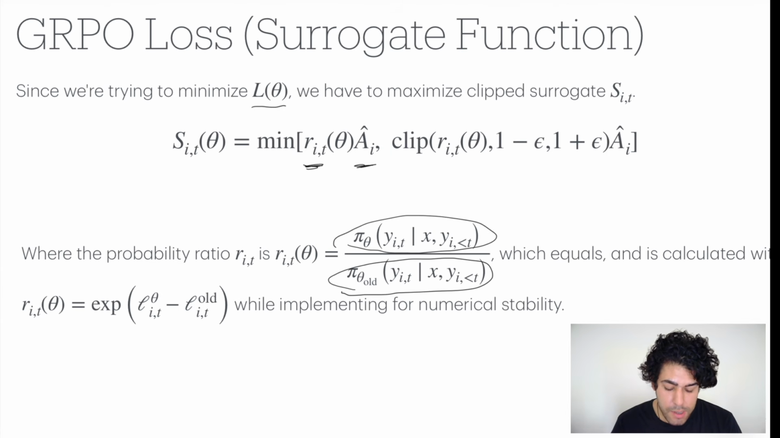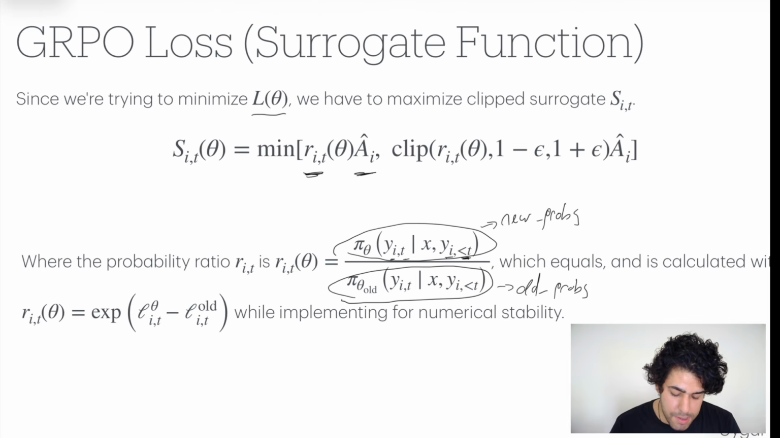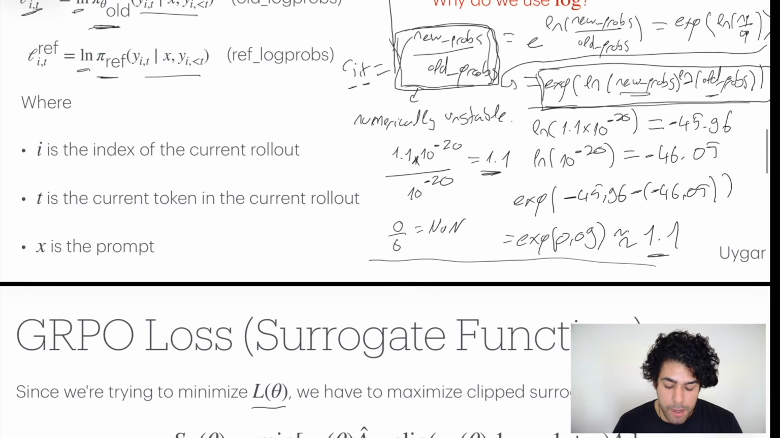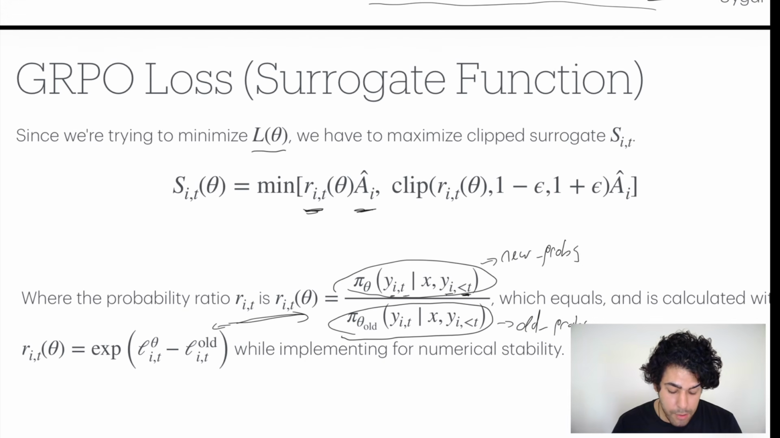Like I mentioned, this is the new token generation within the ith prompt until the token t, and we include everything before the token t within the ith rollout. So it's basically new probabilities, and this is basically old probabilities, and this is equal to this. We actually showed it here mathematically why it is equal and why we are using this logarithmic form instead of the regular ratio.